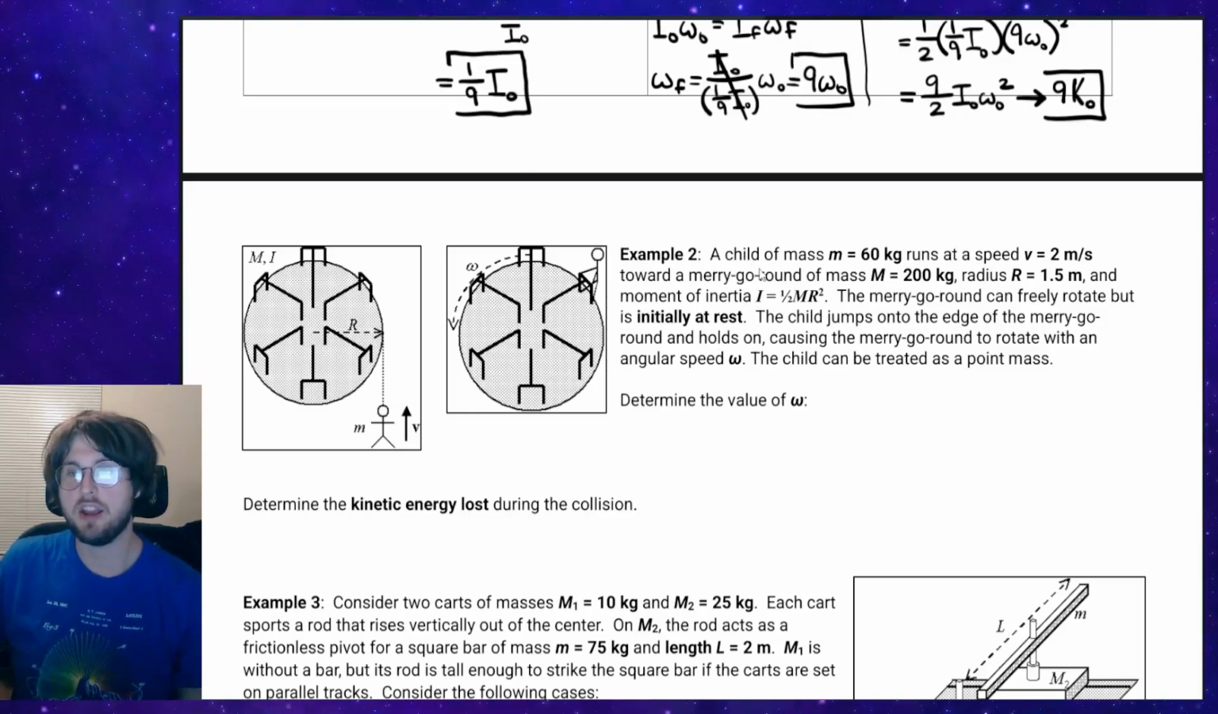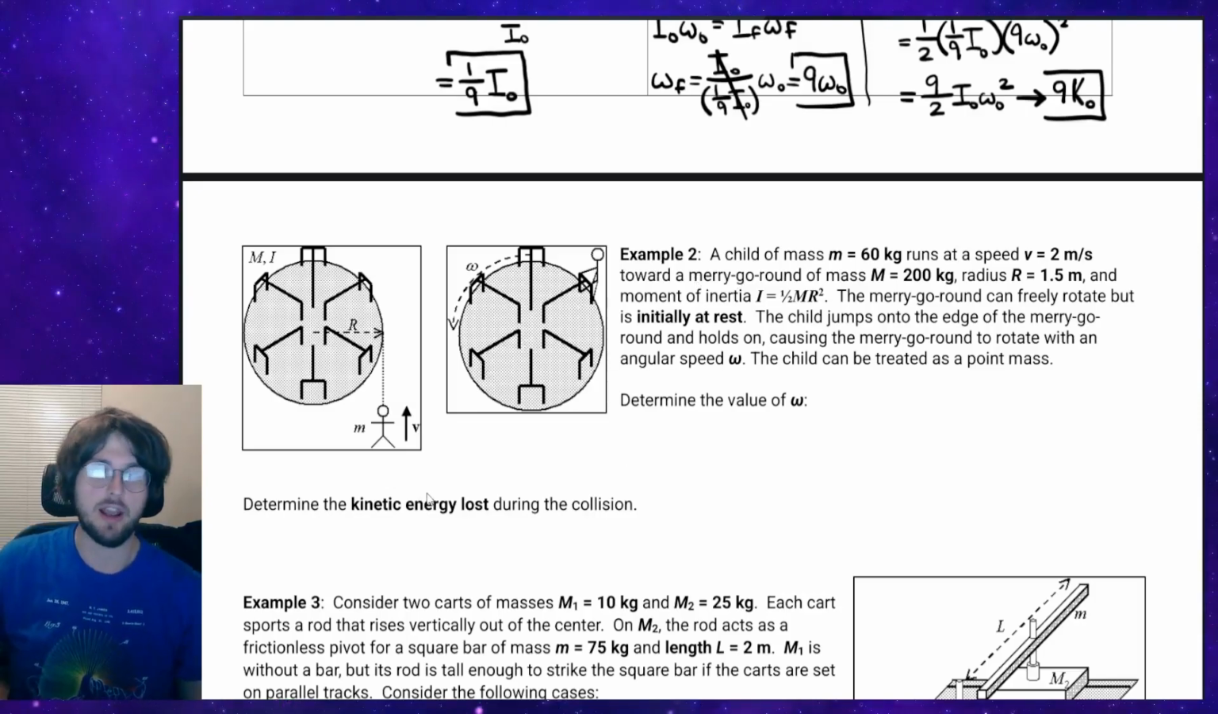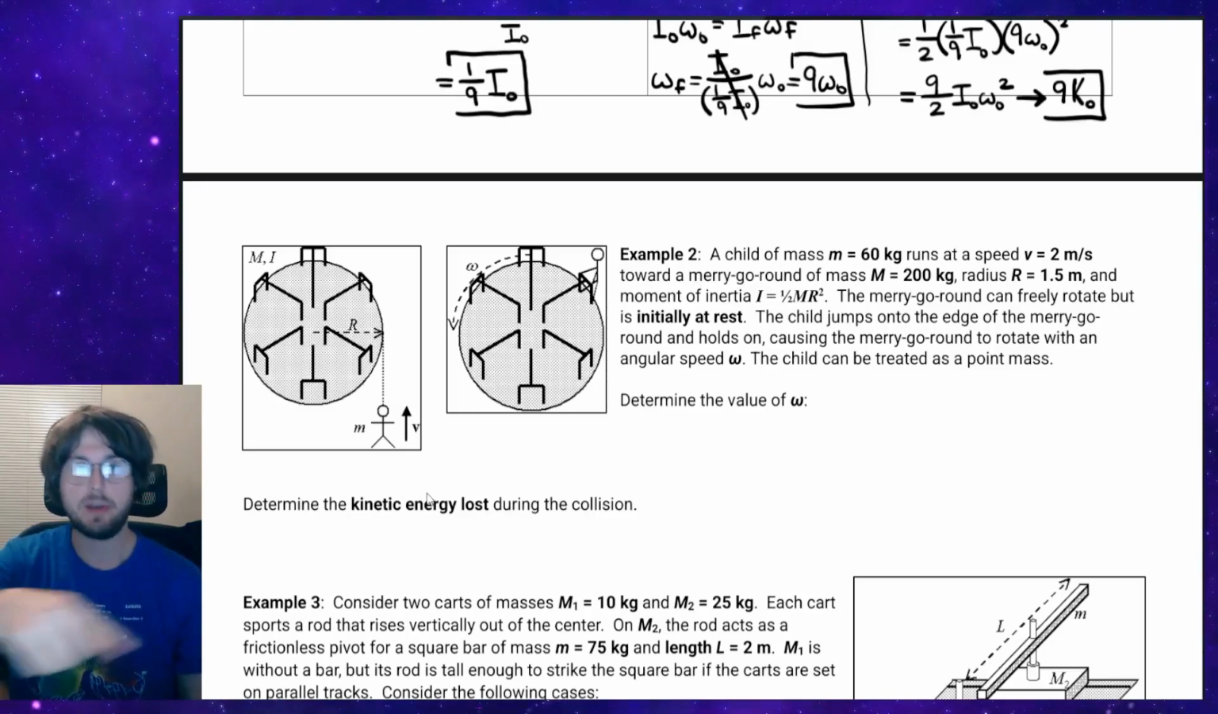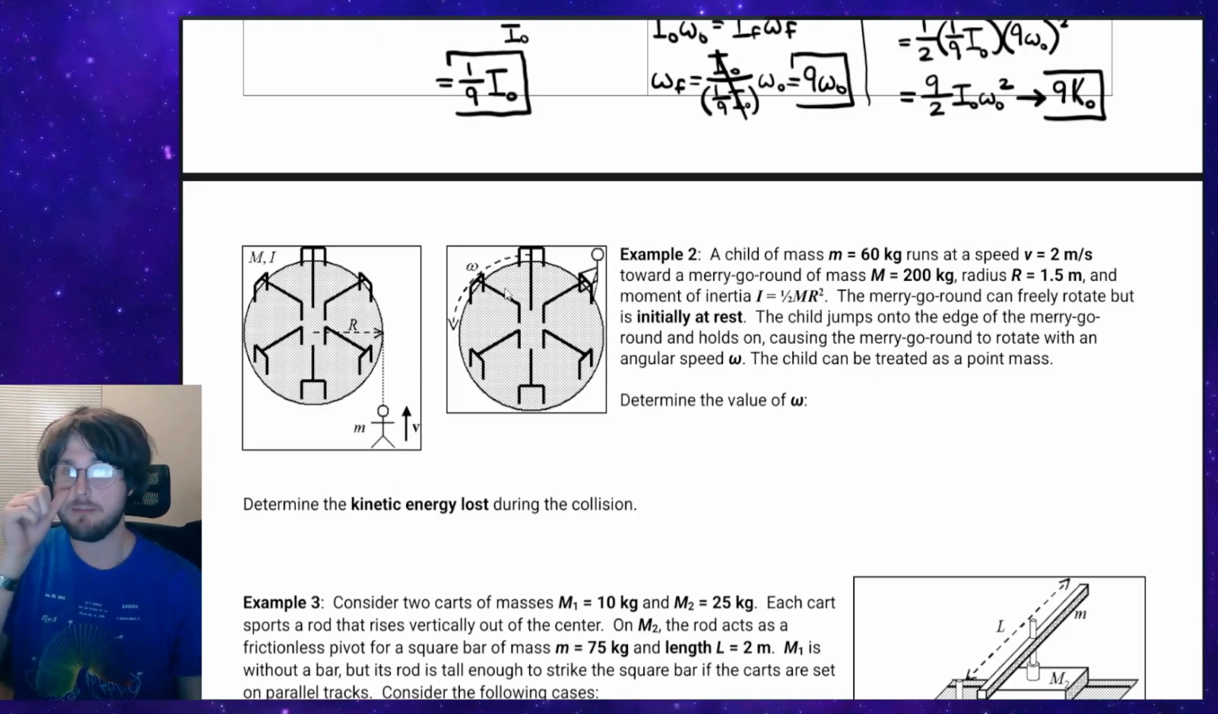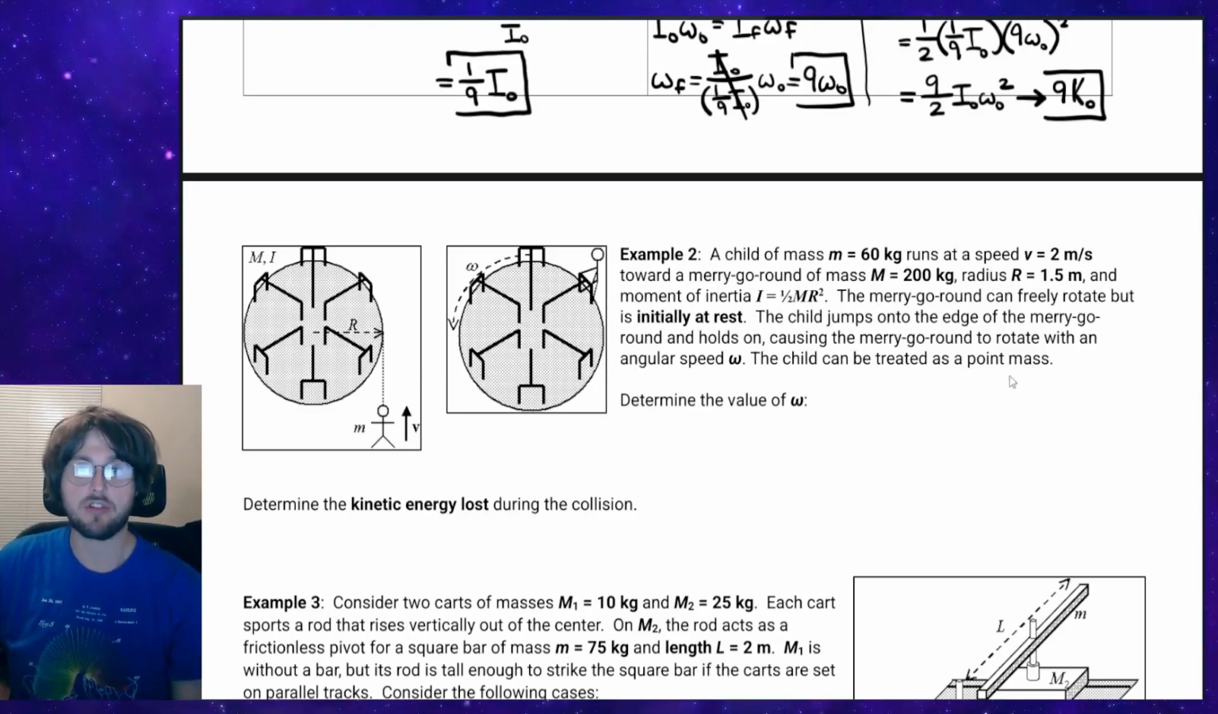All right, so what's next? This next example involves a kid of mass 60 kilograms running at a speed of 2 meters per second toward a merry-go-round, and they jump onto this merry-go-round, and then the whole package altogether starts spinning around at some angular velocity. Now we have a bunch of information available. We do have numbers here, and the merry-go-round itself is initially at rest.